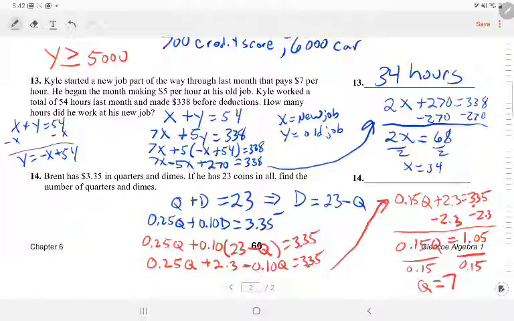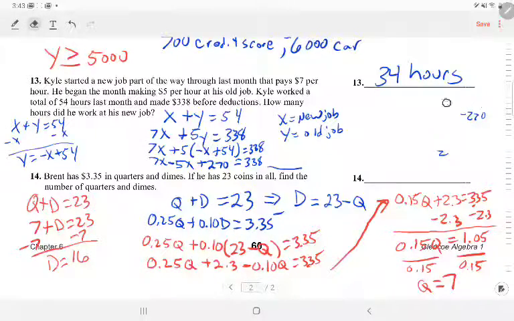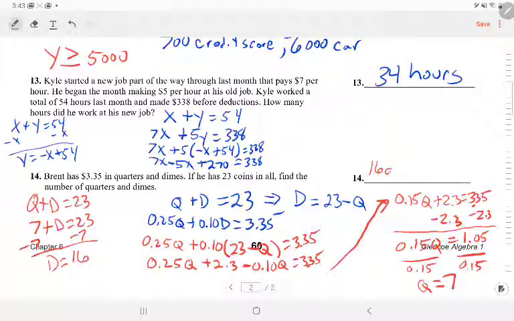Okay? Then I go back up here and go Q plus D equals 23. Q is 7, so 7 plus D equals 23. Subtract 7, and D equals 16. Let me erase this. And so I would have 16 dimes and 7 quarters.